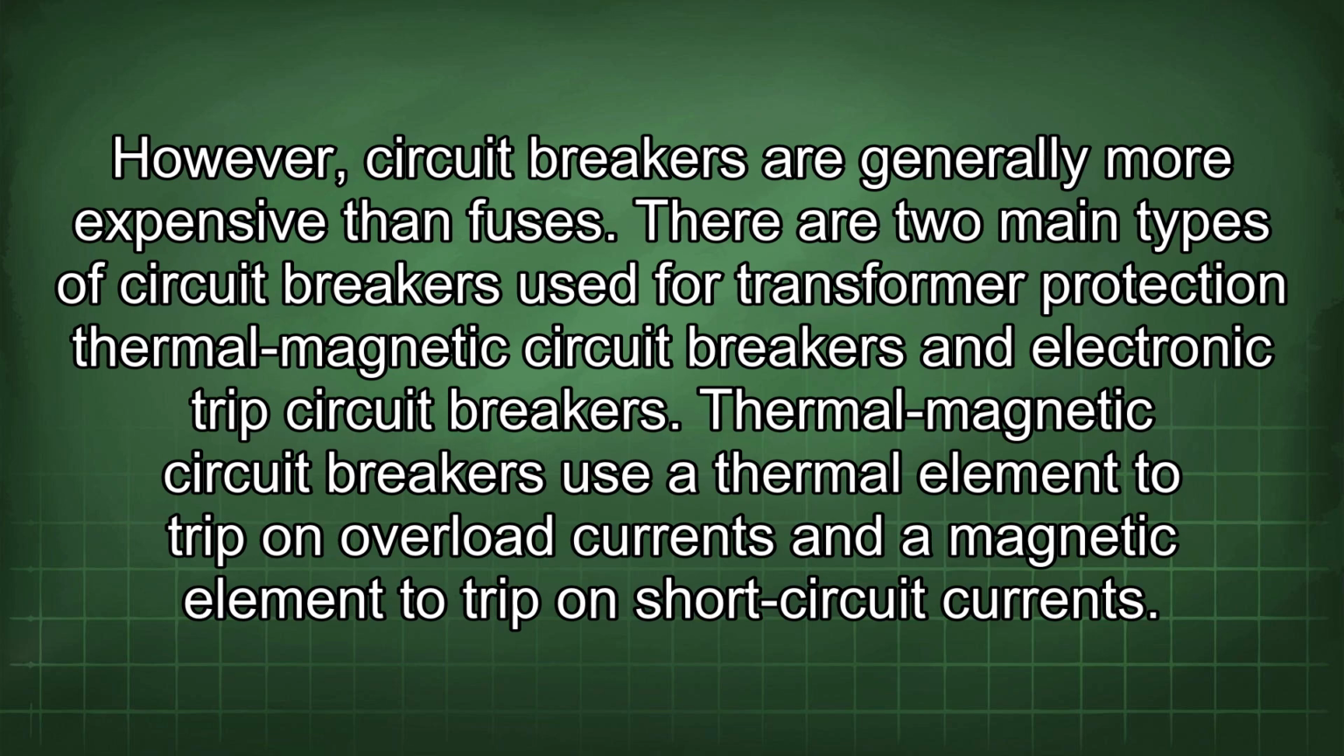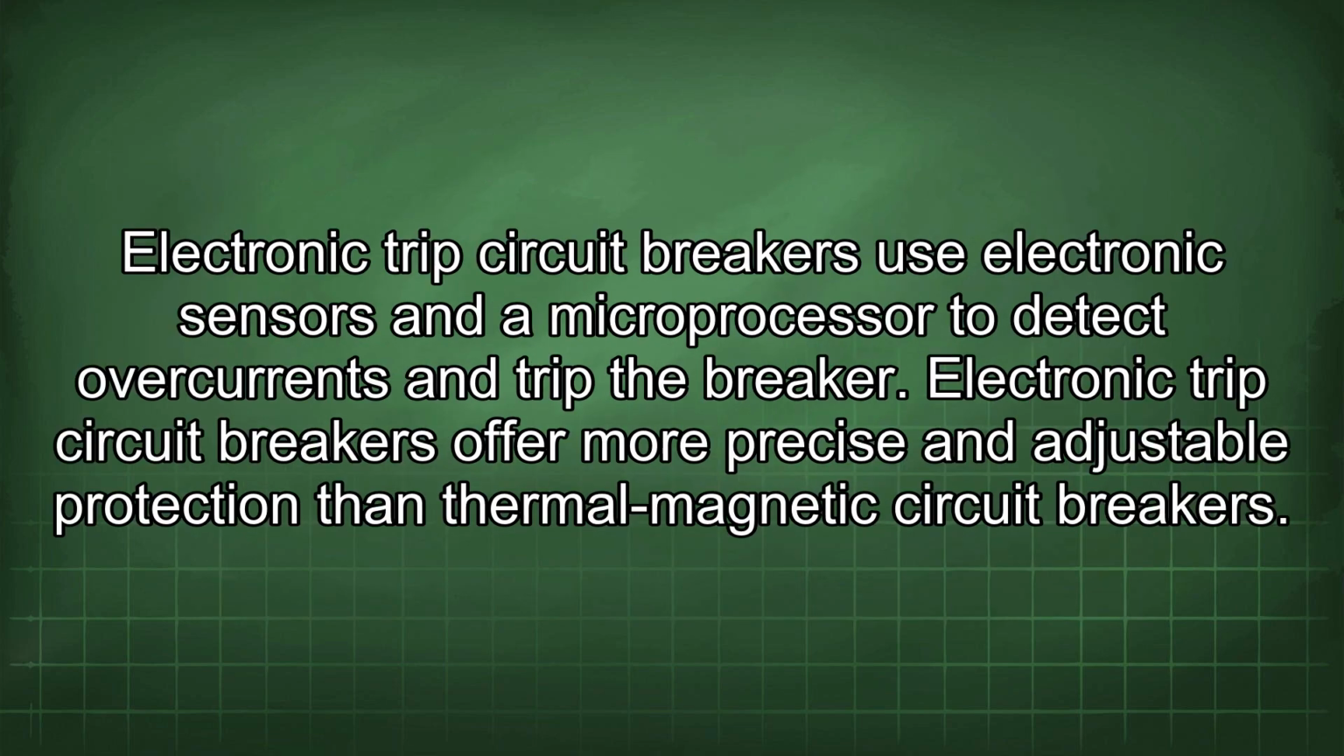There are two main types of circuit breakers used for transformer protection: thermal magnetic circuit breakers and electronic trip circuit breakers. Thermal magnetic circuit breakers use a thermal element to trip on overload currents and a magnetic element to trip on short circuit currents. Electronic trip circuit breakers use electronic sensors and a microprocessor to detect overcurrents and trip the breaker. Electronic trip circuit breakers offer more precise and adjustable protection than thermal magnetic circuit breakers.